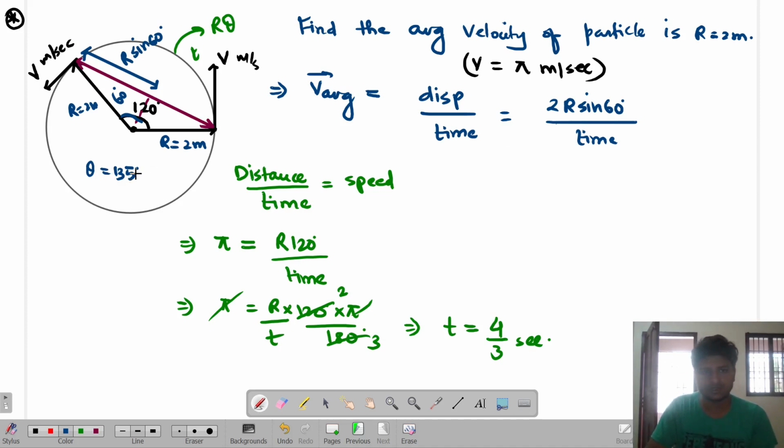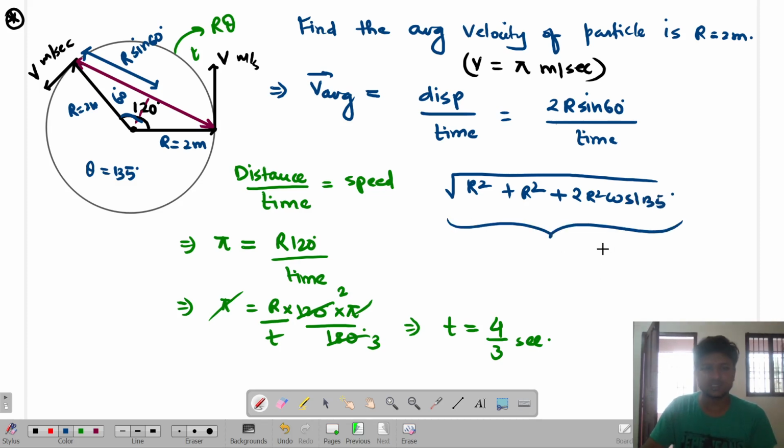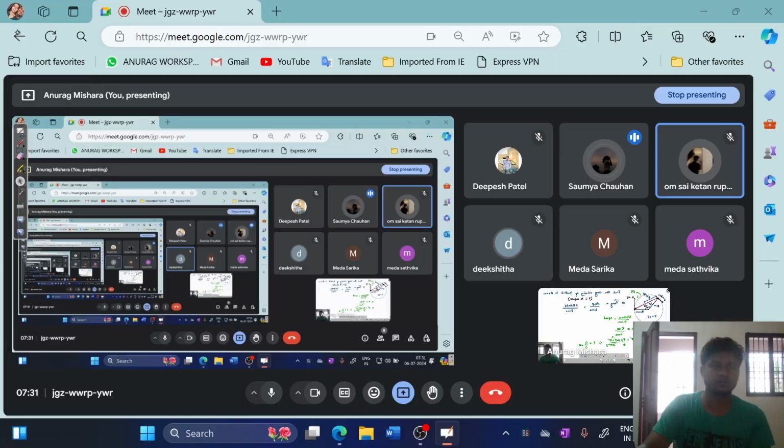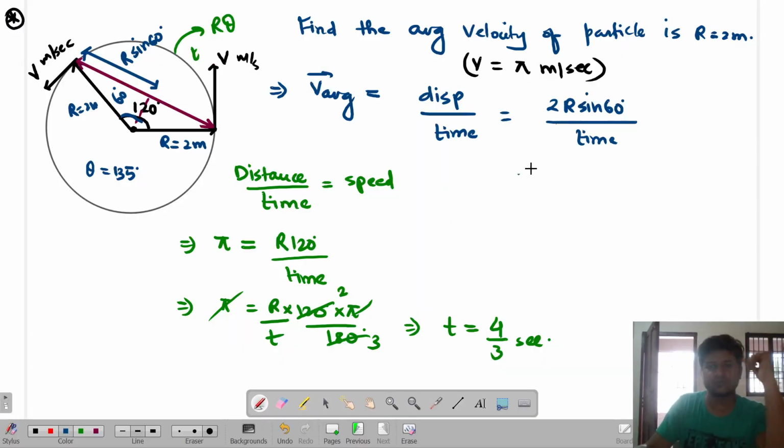So over there, for 135 degrees, I'll use the formula r square plus r square, and then plus 2r square cos 135. Are you able to get me or not? Means that displacement formula I'll have to use. Is that clear, guys, or not? Understood or not? Yes, sir. So the same way here also we have to follow.